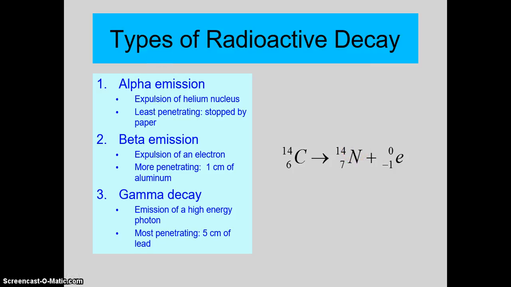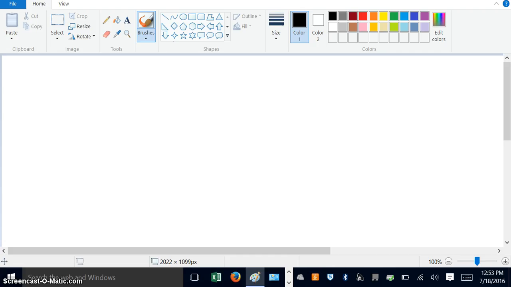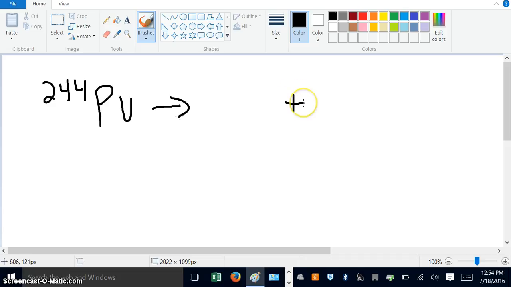Let's do a couple of examples of that. All right, so let's do an example of an alpha decay. Let's start with plutonium 244. And we're going to undergo an alpha decay. So I'm going to leave some space for the atom that comes before that. So this is going to be plus a helium nucleus. Right, so the helium nucleus. So this is a 2 here, and this is a 4 here.